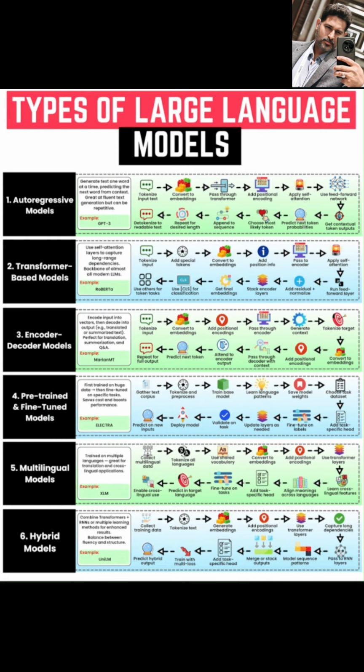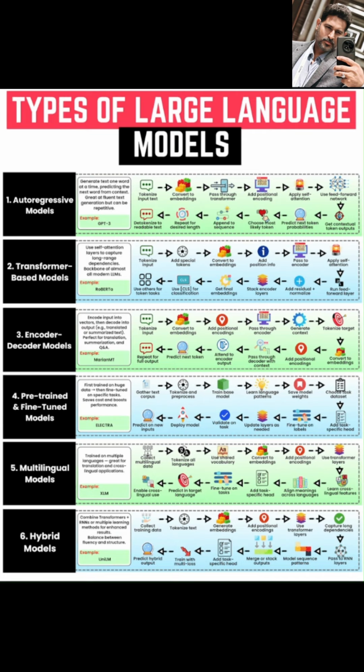First, we have autoregressive models. These are perhaps the most common type you hear about for text generation. Their core idea is simple: they predict the next word or token in a sequence based on all the words that came before it. They build text sequentially. GPT-3 is a classic example of this type. Their workflow involves steps like tokenizing input, embedding it, adding positional information, passing it through transformers with self-attention, and finally predicting that next token.